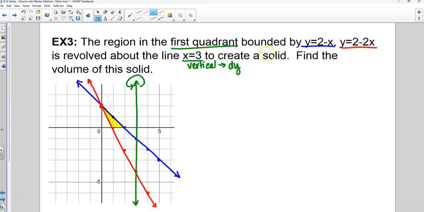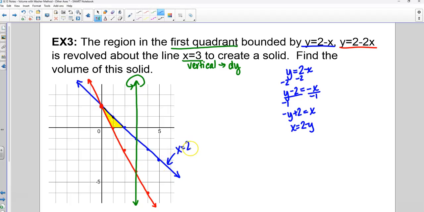It's a dy problem, which means both of these equations right here have to get solved for y. So y equals 2 minus x. I'll subtract 2. y minus 2 equals negative x. Divide by negative 1. Negative y plus 2 equals x. I like to write that as 2 minus y instead. So I'm going to label this blue graph right here x equals 2 minus y. That's what I need to think of.